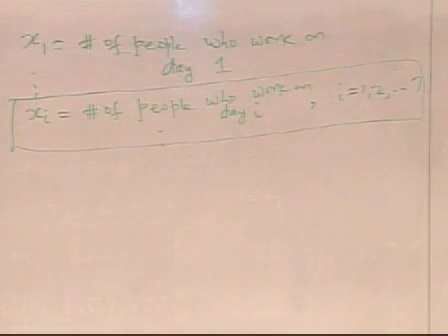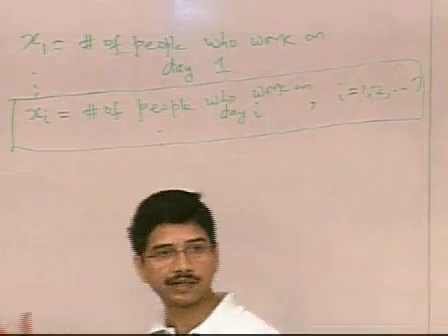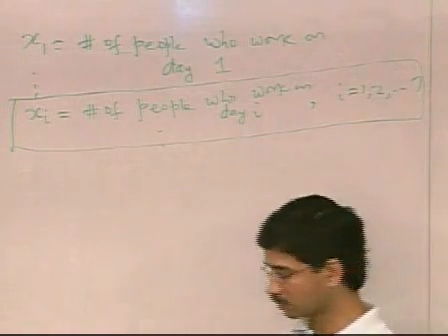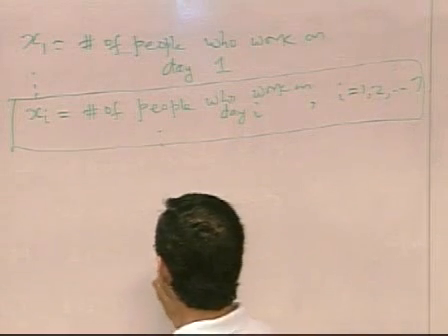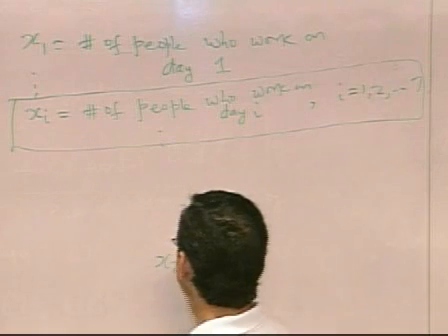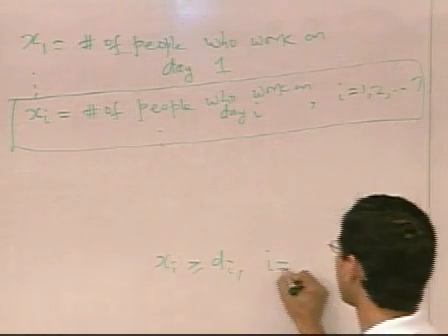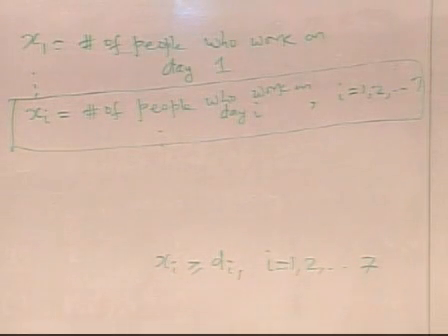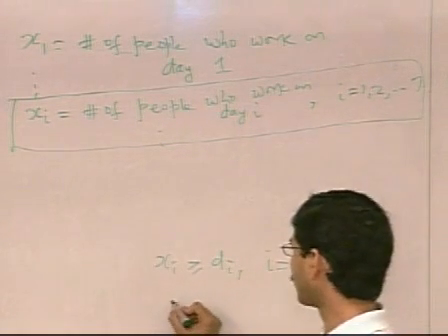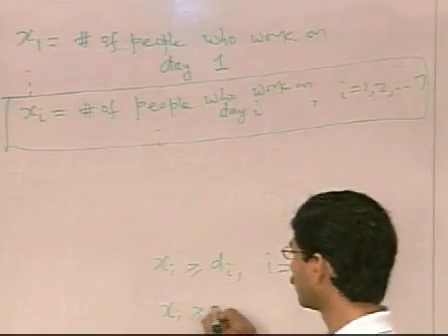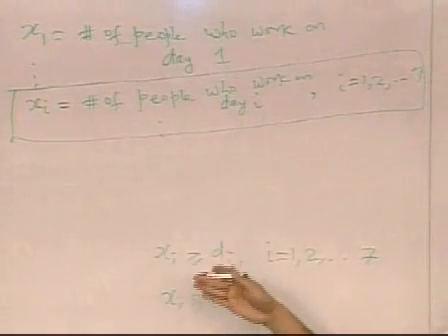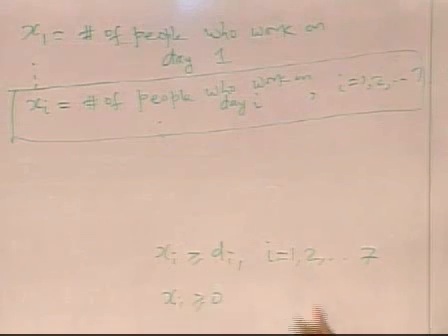What are the constraints? So the constraints are easy, right? You just need to satisfy the daily demand. Okay? So you want to make sure that xi is greater than or equal to di for i equals 1 through 7. Okay? And of course, you want to make sure that the xi's are non-negative, but presumably the di's are all non-negative, and so that's already taken care of. But we can add it in anyway.